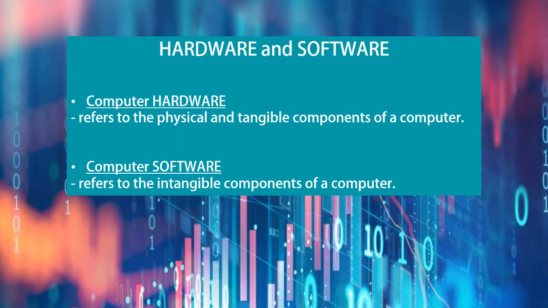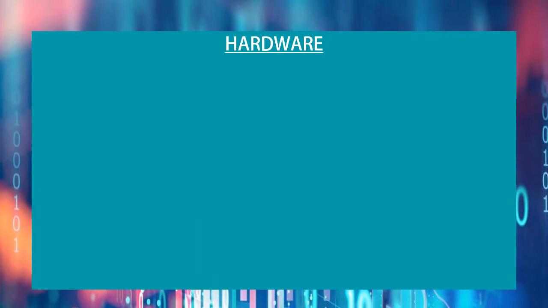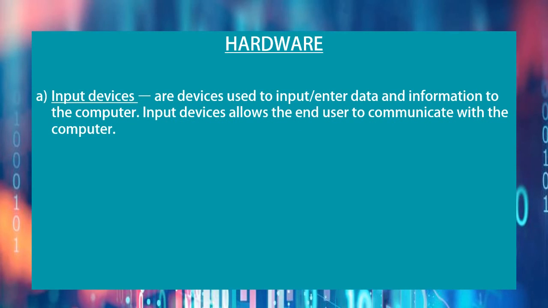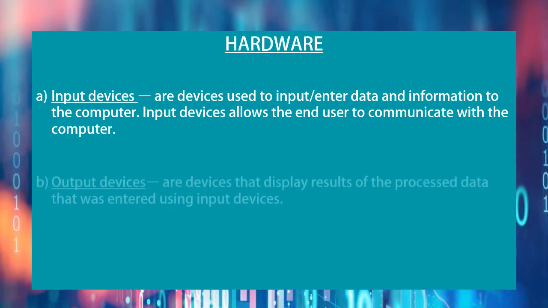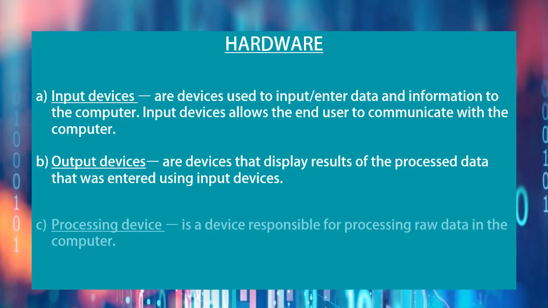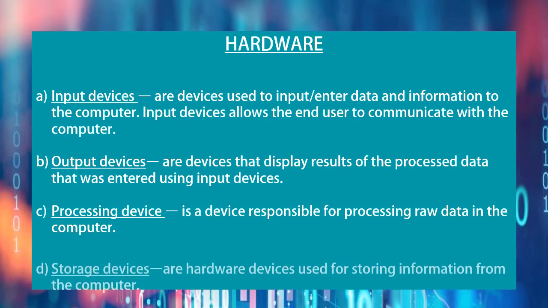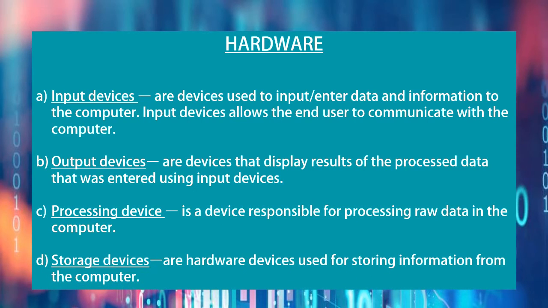Now let's proceed with knowing the hardware and software of our computer. Computer hardware refers to the physical and tangible components of a computer, while computer software refers to the intangible components of a computer. Hardware includes input devices, output devices, processing devices, and storage devices.